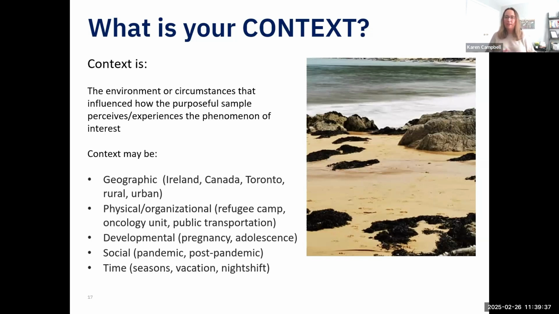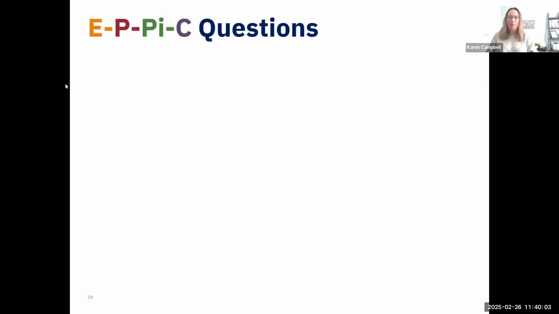The context could be something that happened during the time of COVID, so during the pandemic, post-pandemic time, colonial, post-colonial. And the time that you're using could vary, and it could be the context as well. Could be a season, it could be a night shift. It really depends, but you do want to be very clear about what the context is. And then from there, we can build these questions.